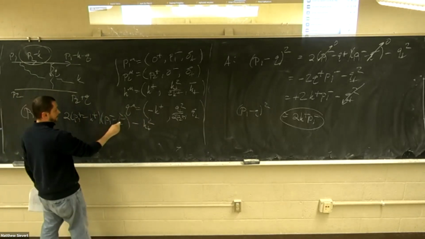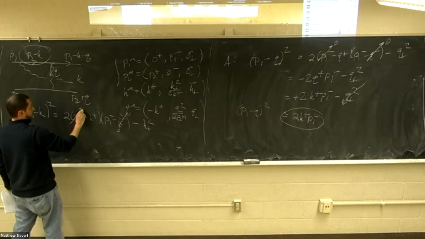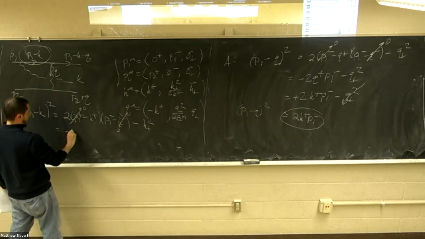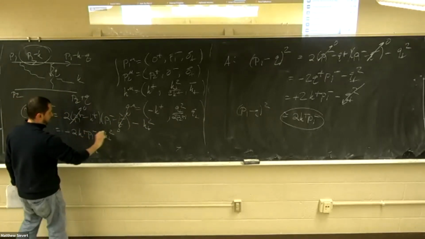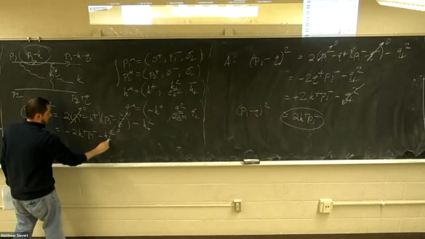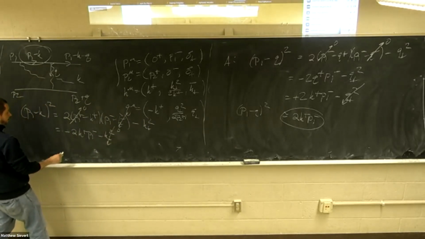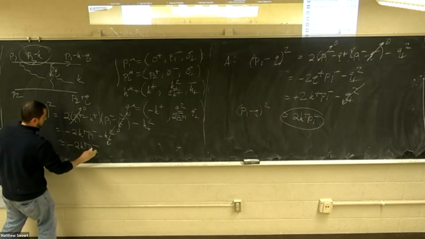Again, P1 minus is huge. In comparison, K minus is negligible. P1 plus is 0. So I get negative 2 K plus P1 minus K perp squared. And again, that P1 minus is the largest momentum in the problem. That K perp squared can't compete with it. So I get negative 2 K plus P1 minus.